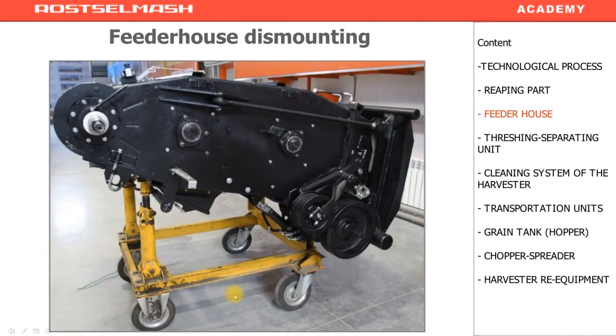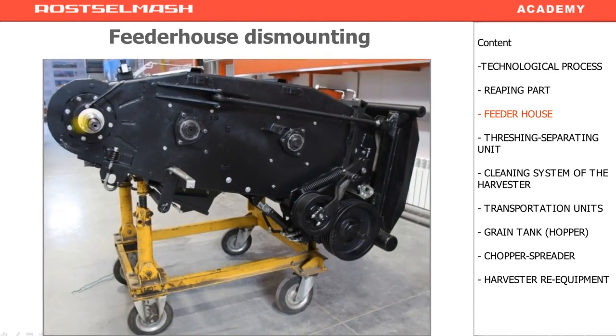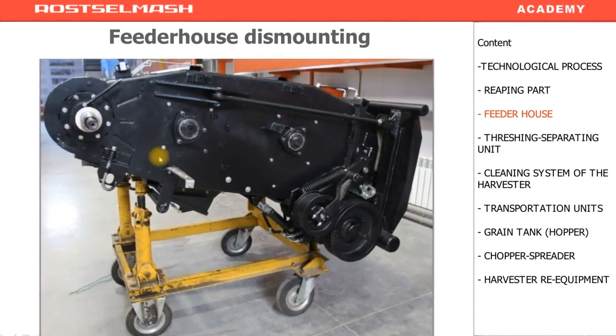The feeder house can be dismounted in the field. The header can be left on the ground when it's detached, but before that, you have to put special supports under it.